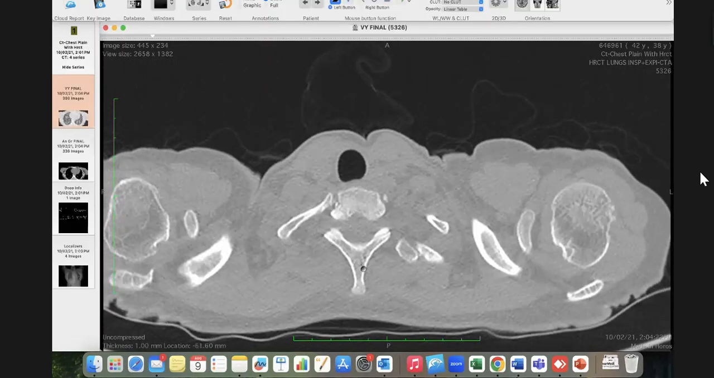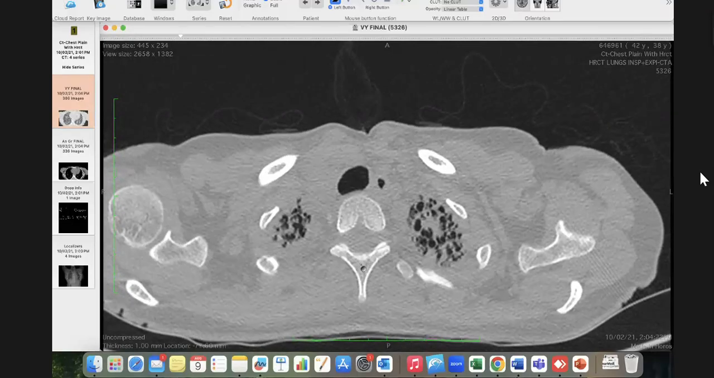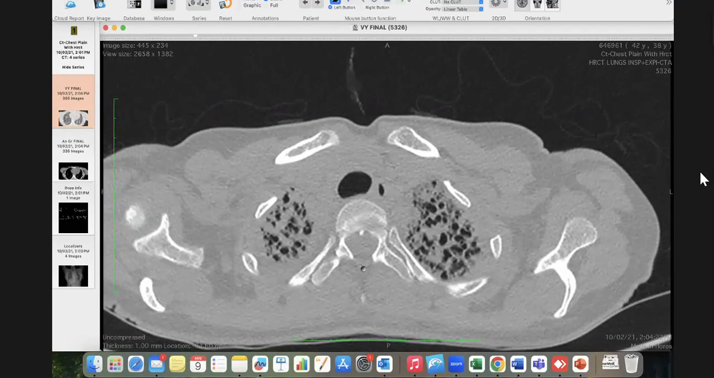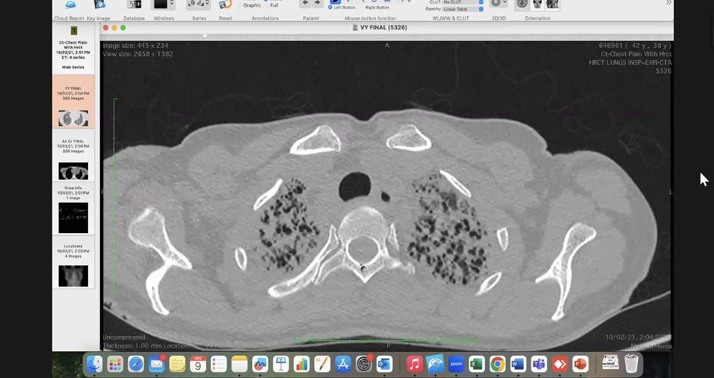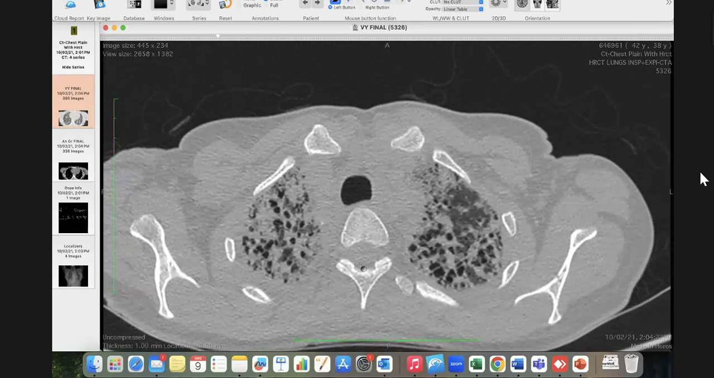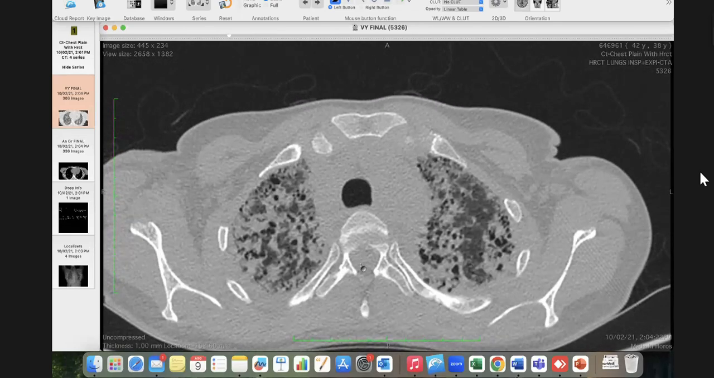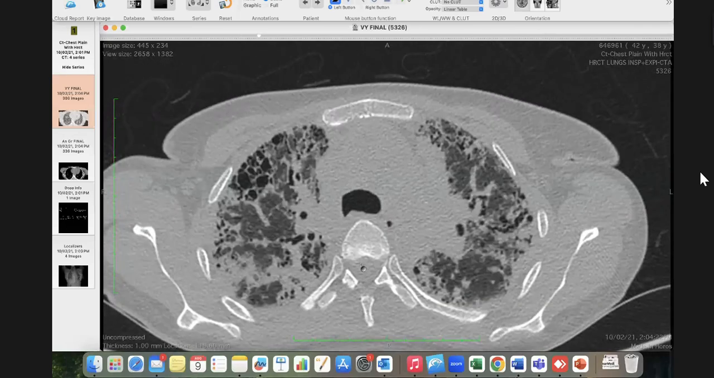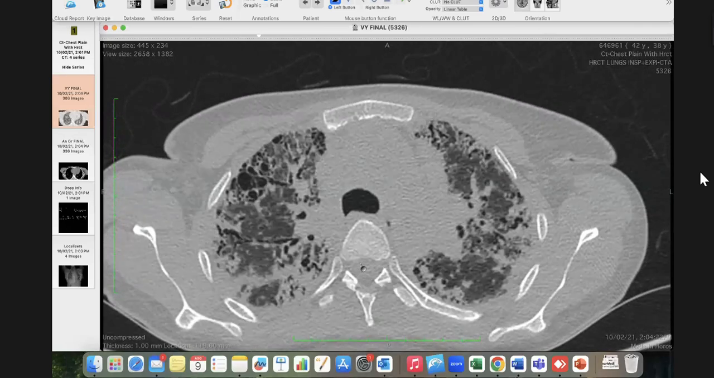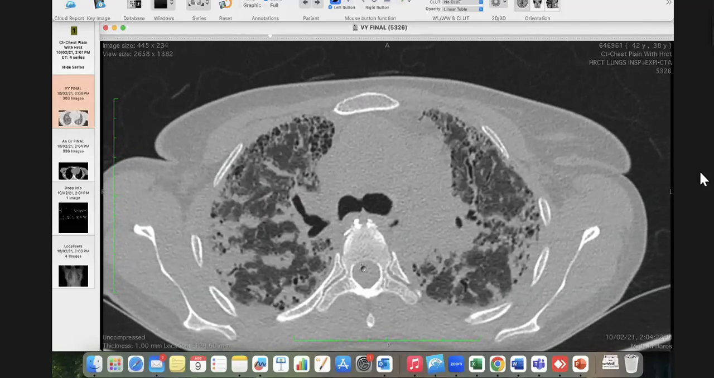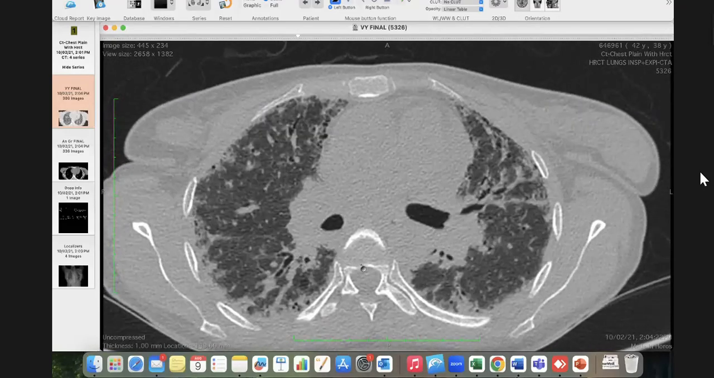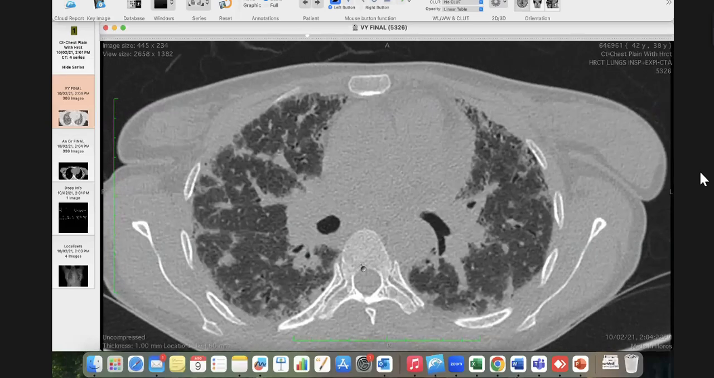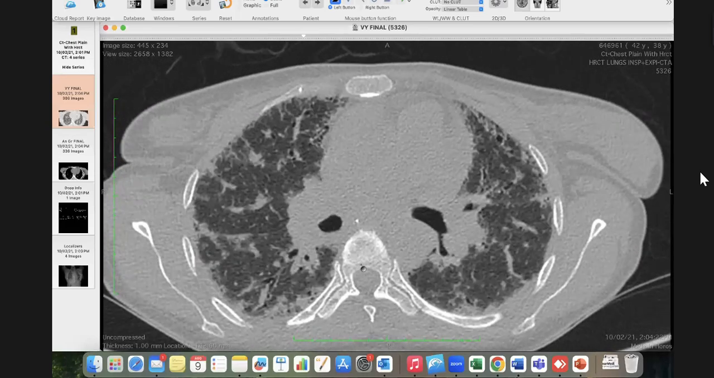So I scroll, and the first thing that hits my eyes is, oh my God, what is this? These are almost destroyed lungs because of honeycombing. Or is it something else? There is traction bronchiectasis, lots of it. There is honeycombing. There are areas of, what should I call them? Not consolidation, but probably parenchymal fibrosis.